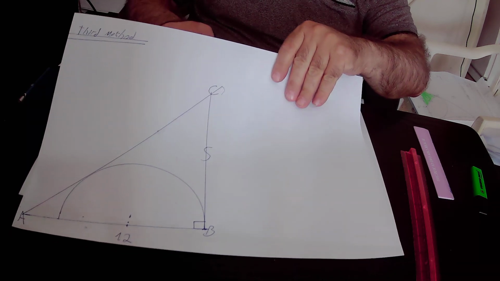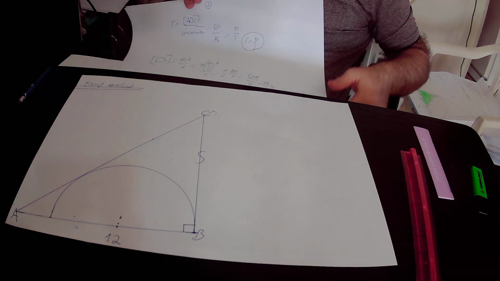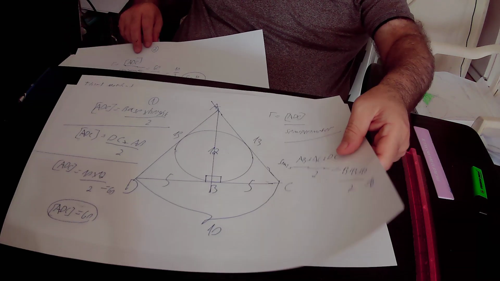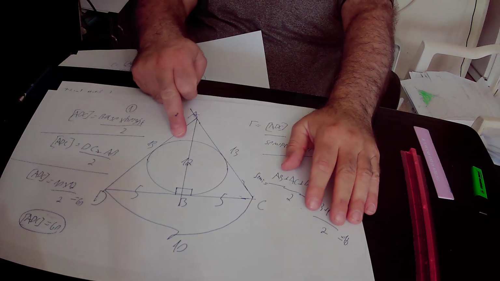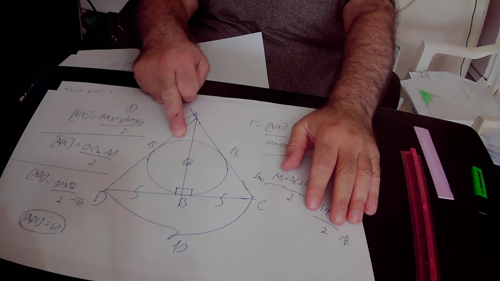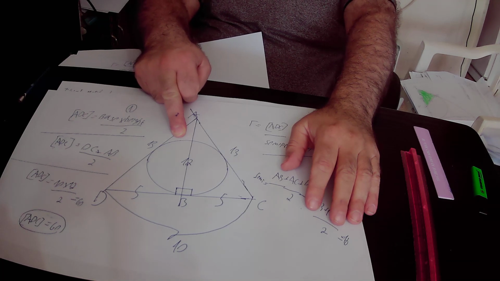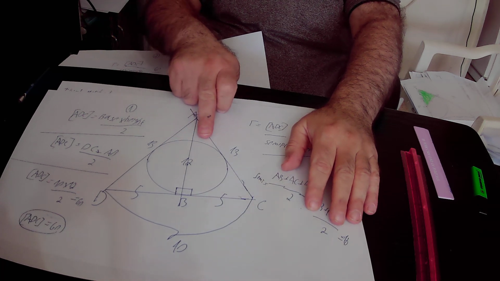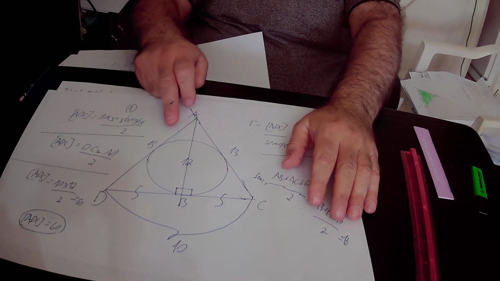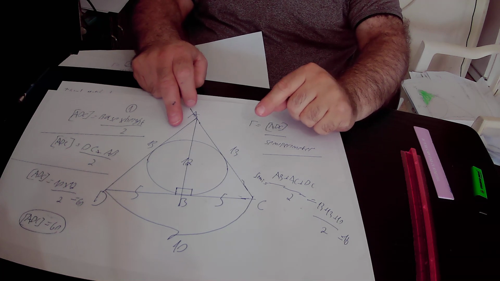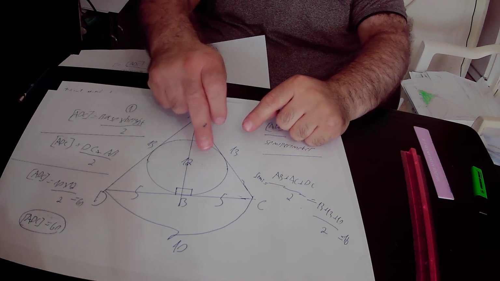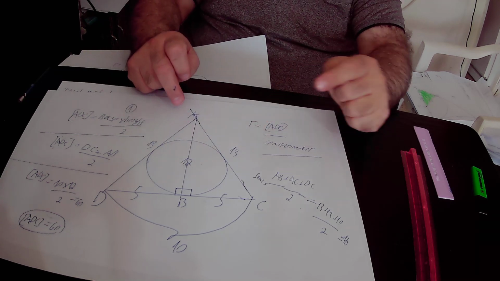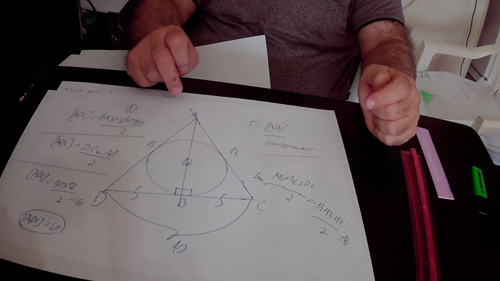Okay, I'll repeat again. I drew the original figure and the mirror image of the original figure, and in this way we created a circle that is inscribed by an isosceles triangle, triangle ADC. Okay?